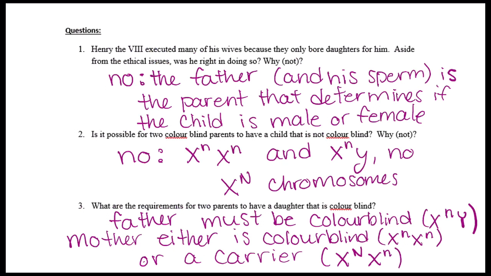Number 3, what are the requirements for 2 parents to have a daughter that is colorblind? So the father must be colorblind, because if they have a daughter, she would need to have one of the X chromosomes donated from dad. The mother either is colorblind, X little n, X little n, or is a carrier, X capital N, X little n. So it must get one affected chromosome from dad and mom if it's a girl, and if it's a boy, it needs to get the one X that's affected for colorblindness from mom.